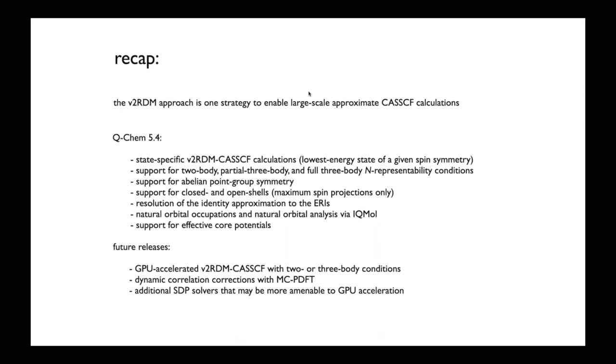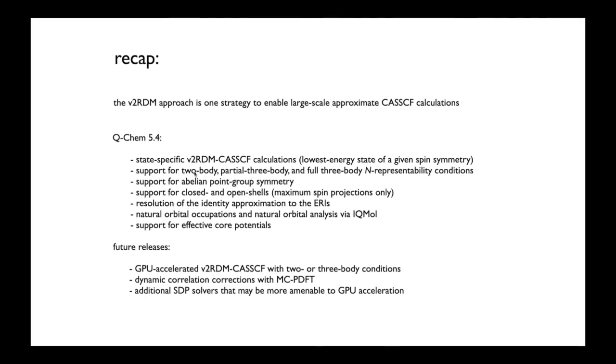Okay, with that, I'll just sum up a very brief recap. The main point is that we can use this V2RDM approach to enable large-scale approximate CASSCF calculations. It's by no means the only approach, but it's the approach I talked about today. In Q-Chem 4, we can do a whole bunch of neat V2RDM related things. We can do state-specific CASSCF calculations, and that's specific to the lowest energy state of a given spin symmetry.